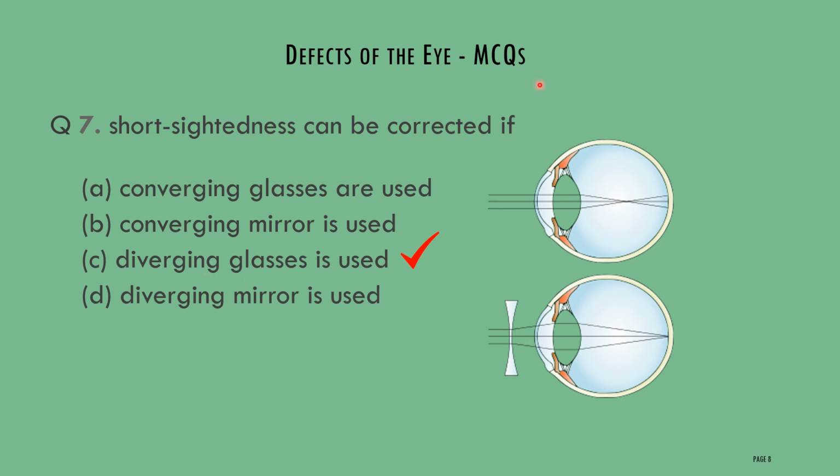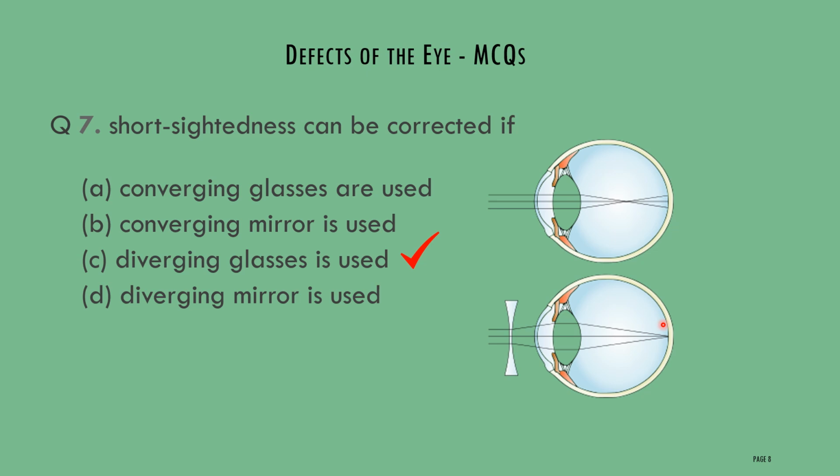Here see this picture. This is the image of the myopic eye. In myopia you can observe the image forms before the retina. How will it be corrected? If the image is forming before the retina, you have to make it form exactly on the retina. How will you do that? You have to use a concave lens. Already you know a concave lens is a diverging lens. It will focus the image exactly on the retina.